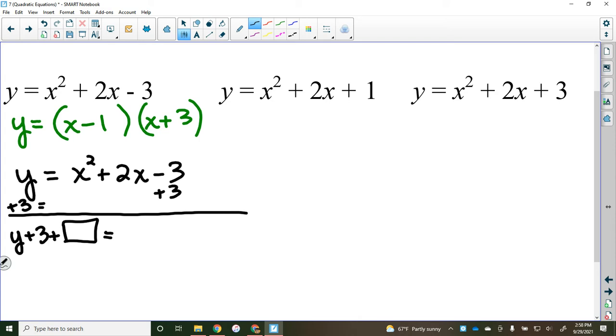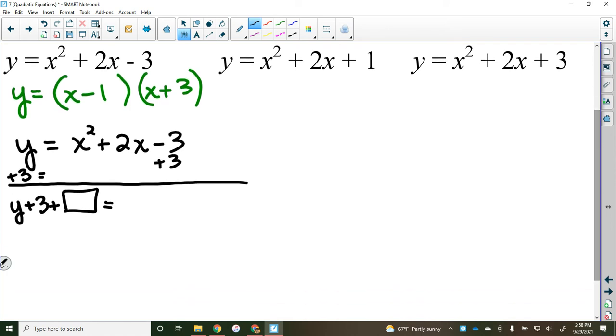Kaylin's having nightmares right now. She's like, not completing the square! Forget the boxes. She's like, I always forget where.